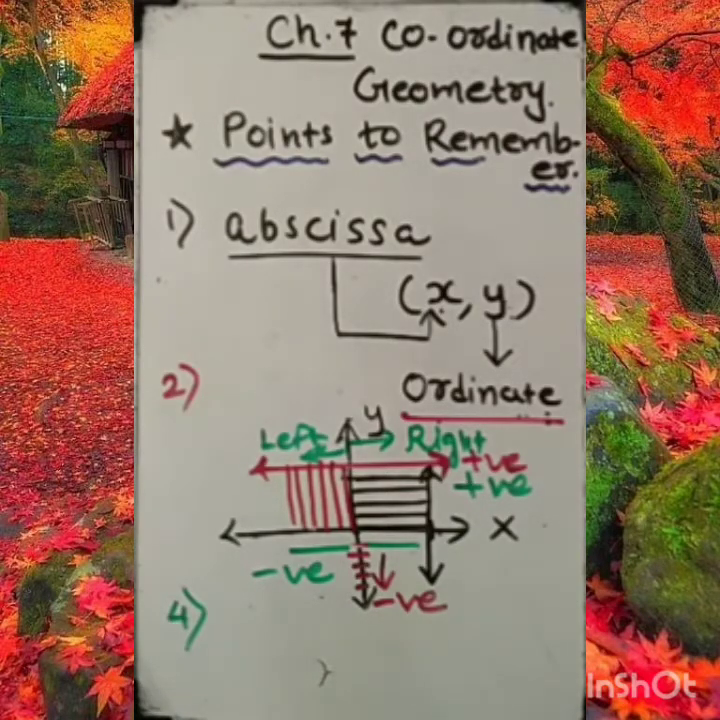Next, the coordinate of every point on the x-axis is 0. Next, the ordinate of every point on the x-axis is 0.